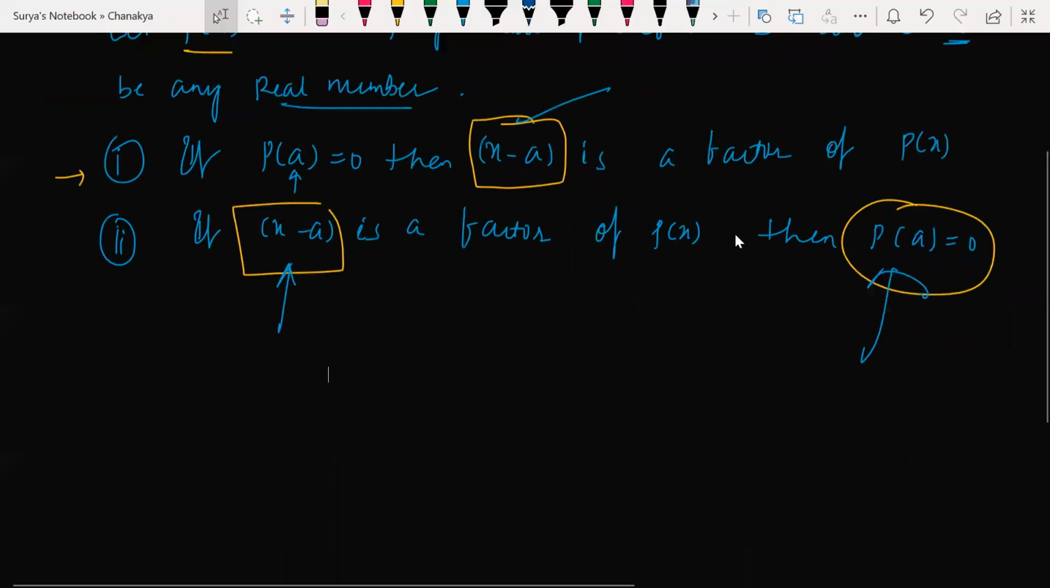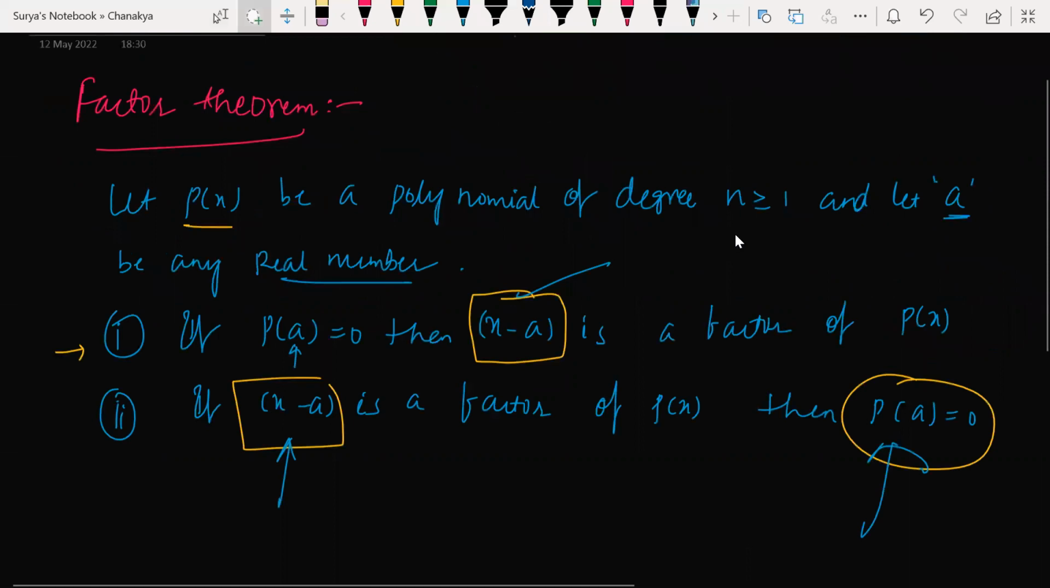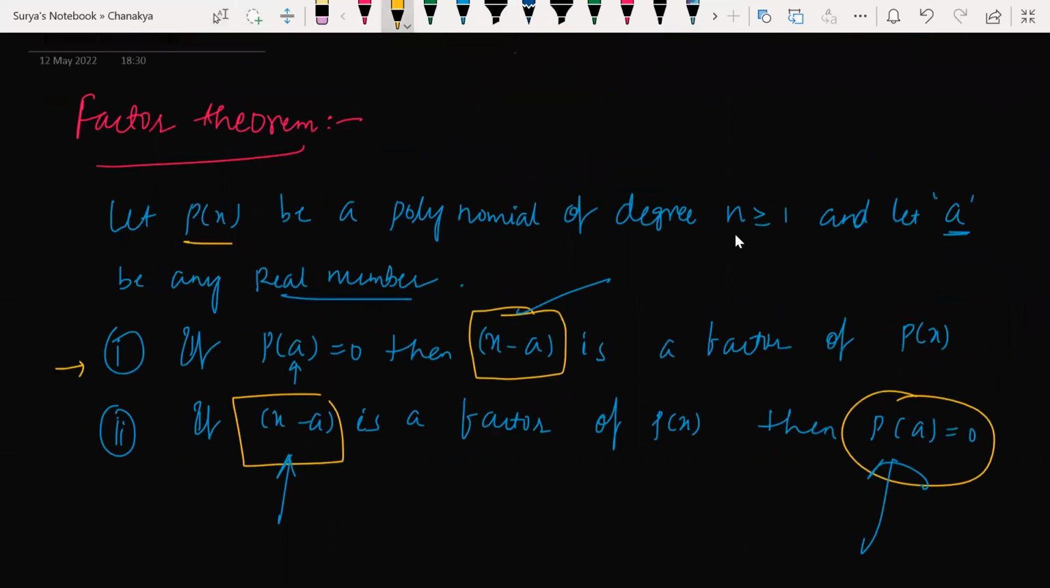So those who have joined just now, I'll explain one more time. We started with the factor theorem. I took p of x as a polynomial. Let p of x be any polynomial of degree n greater than or equal to 1. What is the meaning of this? You can take a polynomial whose degree is 1 or greater than 1. You can have a linear polynomial, quadratic polynomial, cubic polynomial, fourth degree polynomial, fifth degree polynomial, any degree polynomial you can take.